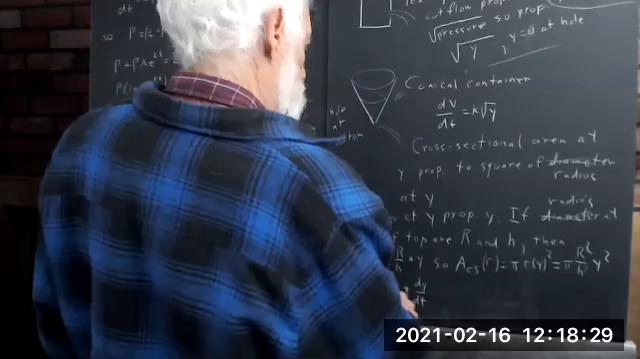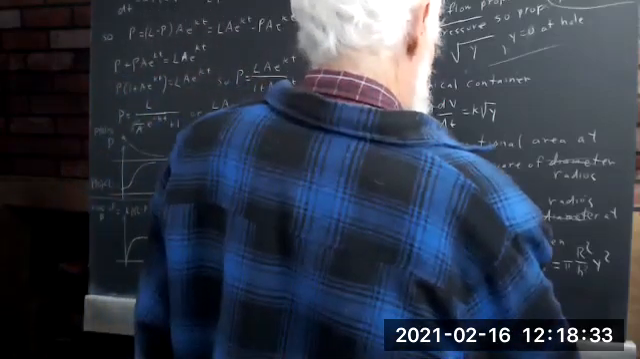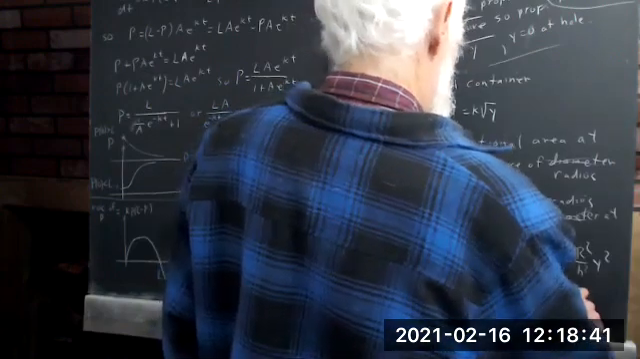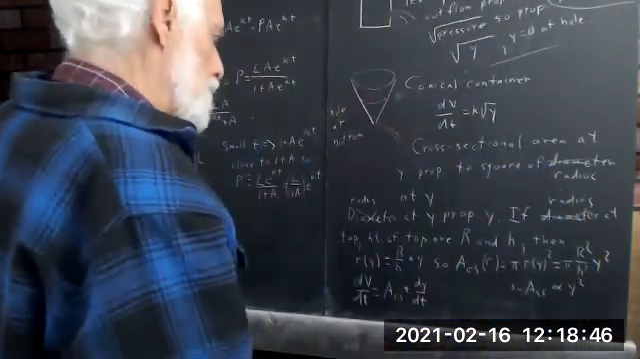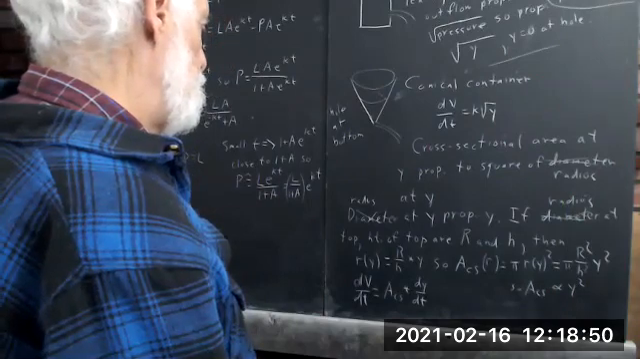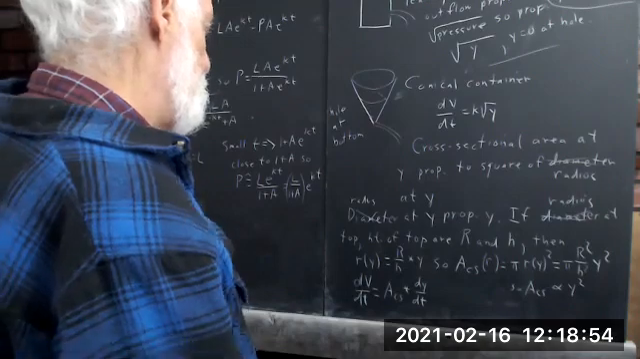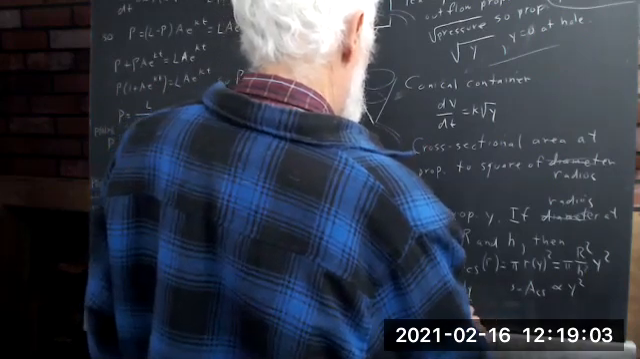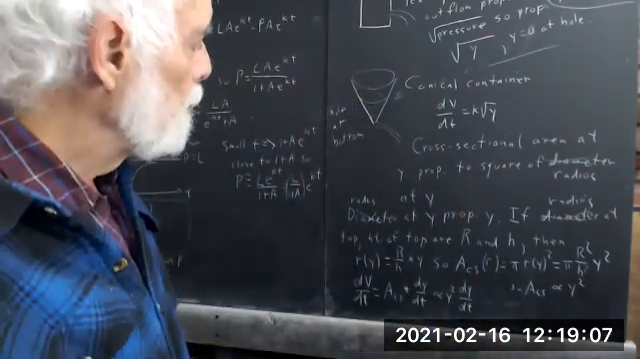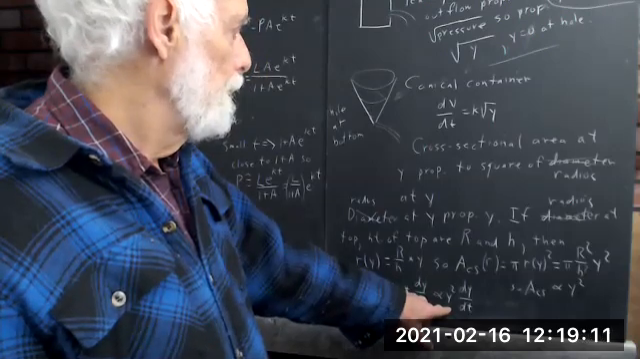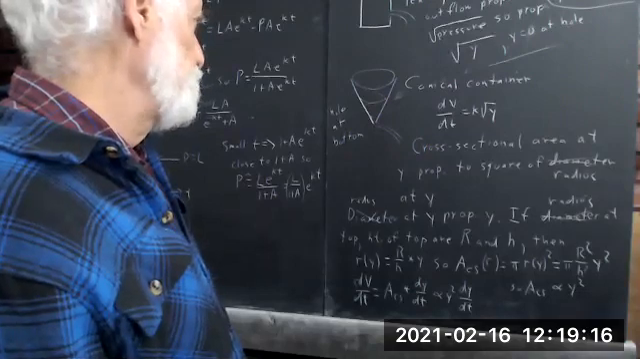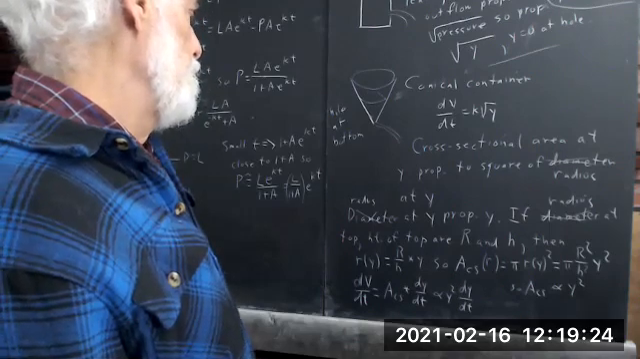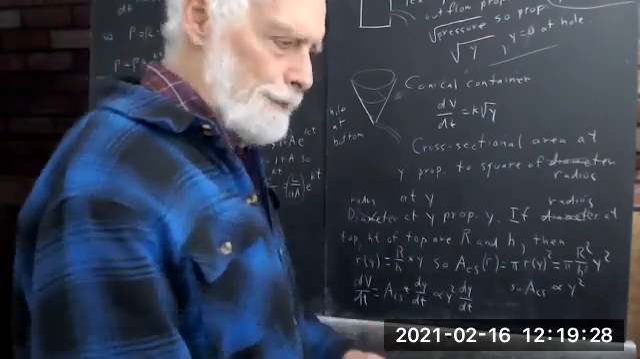And A CS is proportional to y squared. So this is going to be y squared dy/dt, and I've written this wrong.